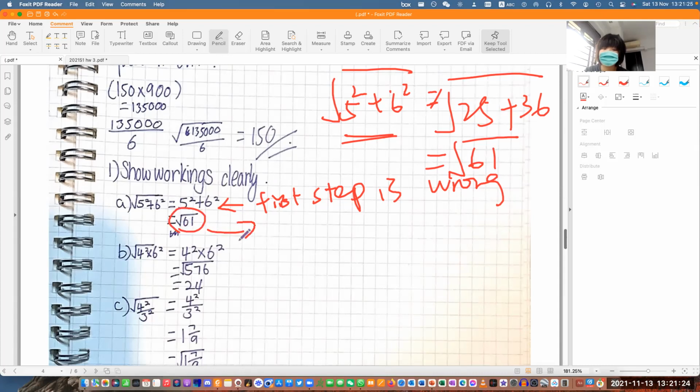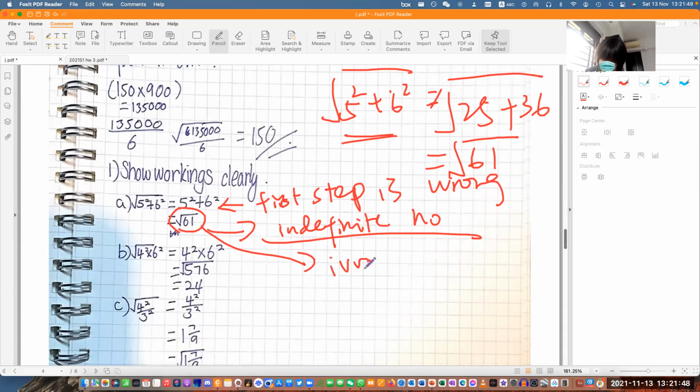Why? Because if you key in square root 61 into your calculator, you are going to get an irrational, indefinite answer. Indefinite means unlimited, endless. So you don't want to express your answer as an indefinite number. So you can actually use this irrational number. So square root 61 is an irrational number. All right. And then for this, okay, 24 is correct.